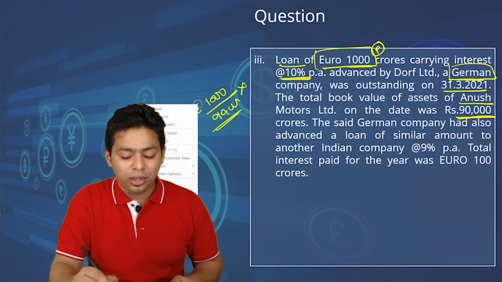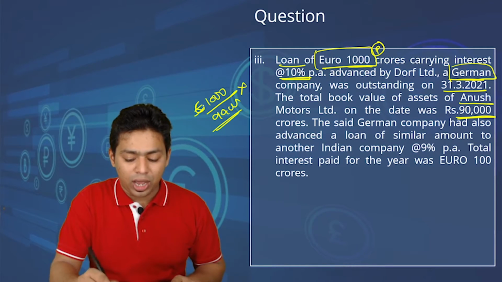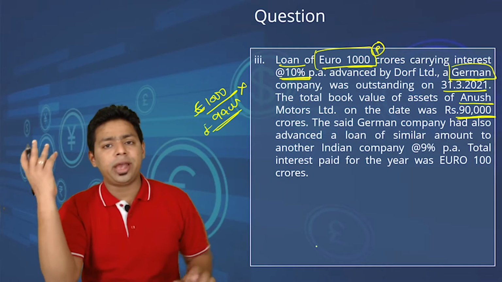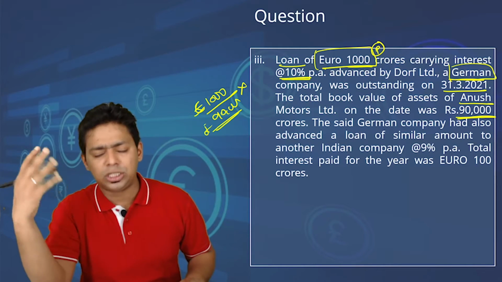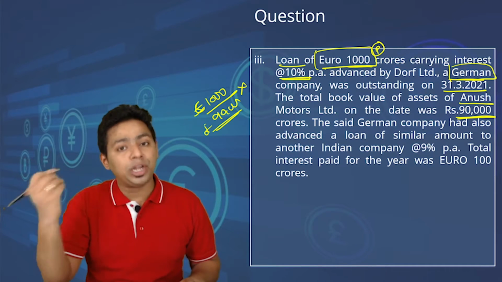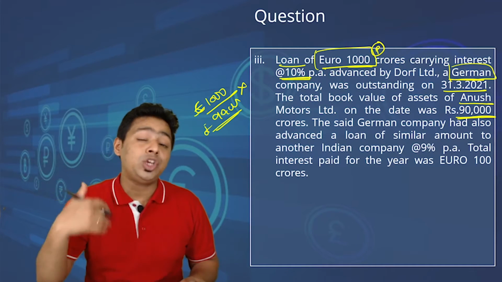This is in euro and this is in rupees. You cannot compare them. You cannot say, oh, India has 90,000 crore book value of assets and this is just a 1,000 crore loan. This euro amount you have to convert into rupees, and you know that then it will become a huge amount.